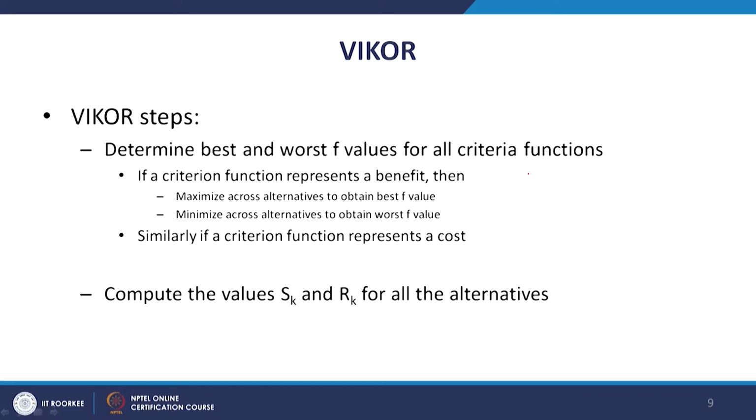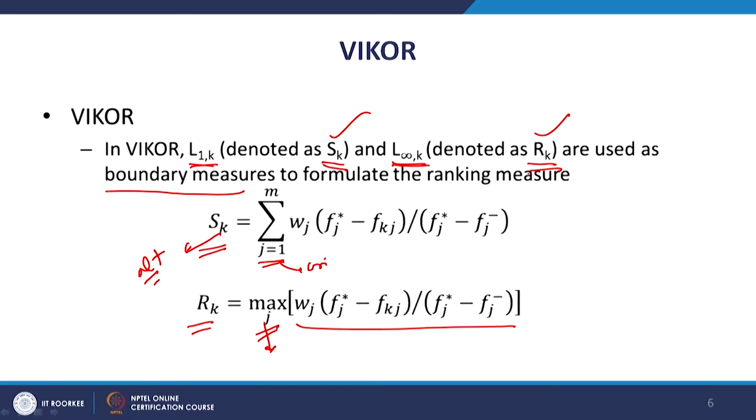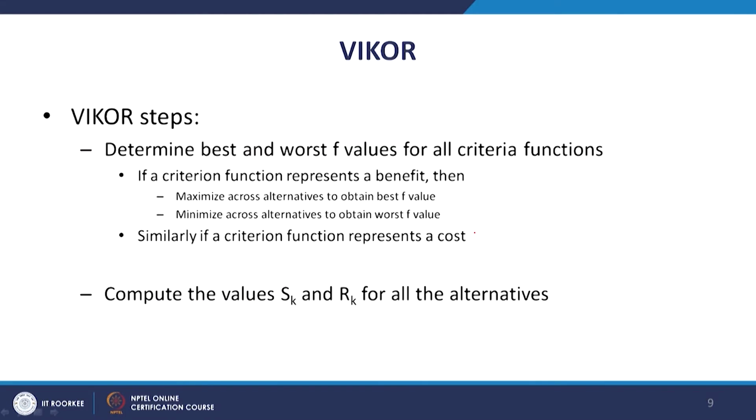So, why is this the first step? Because if you go back and look at the SK and RK mathematical expressions here, you can see Fj asterisk, and you can also see Fj minus. These two values are going to be used for computation of the Sk and Rk values for all the alternatives. So, it is better that we do this computation first.